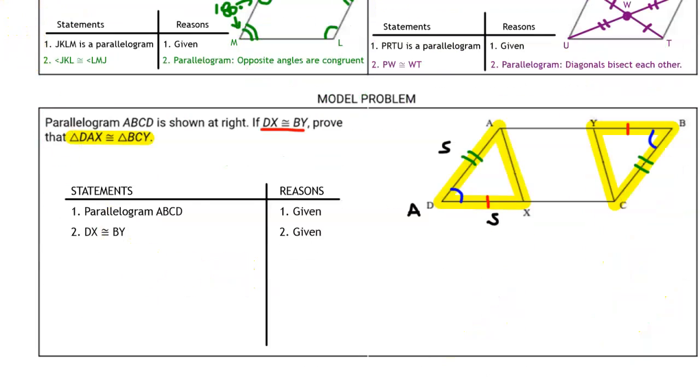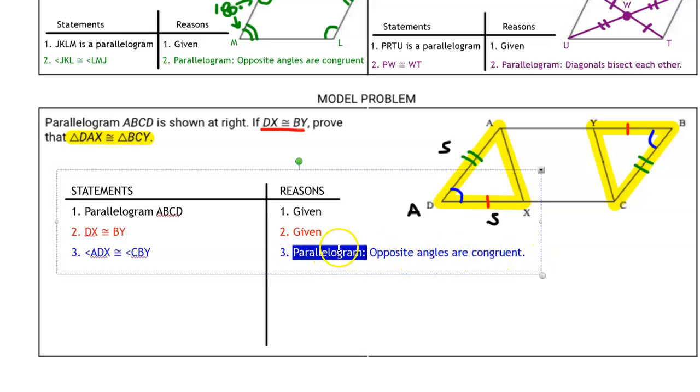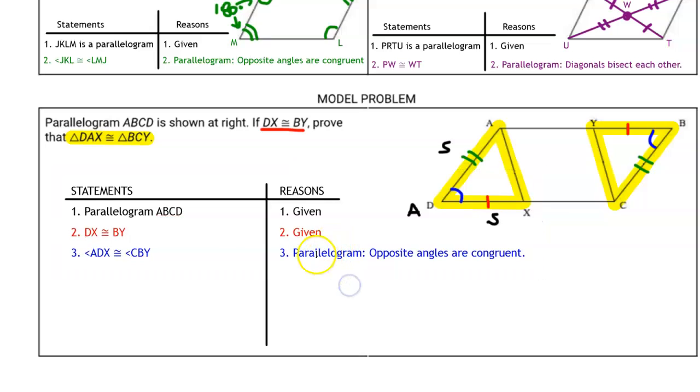So here's how it looks. And now I put down the statement that ADX is congruent to CBY, and I'm using as a reason parallelograms tell us that opposite angles are congruent. Now keep in mind, I would not be able to use this reason, parallelogram, unless I had somewhere else in my proof said that it's a parallelogram, right? This is keyed into the fact that, well, since I know it's a parallelogram, then opposite sides are congruent, opposite angles are congruent. Now let's deal with the sides.